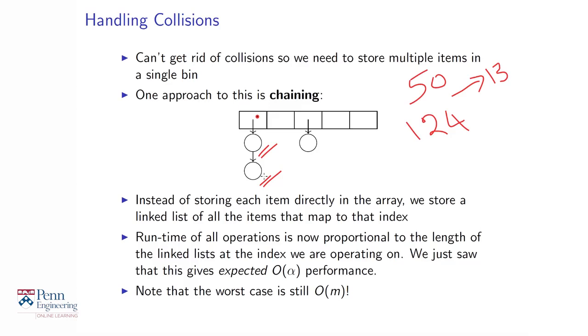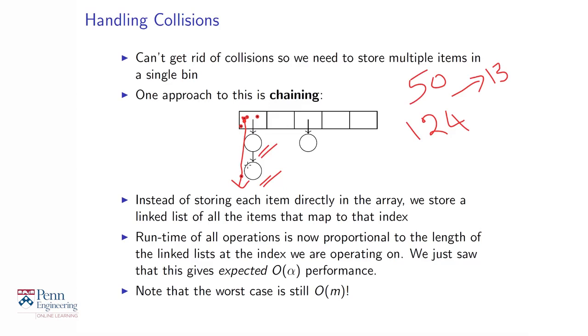Both are possible. If you want to delete or find an element, in the worst case, you may have to enter the hash table in this location, say it hashes to this location, and then traverse the entire linked list before you find the element. So in the worst case, the time to find and delete could be proportional to the length of the longest linked list in this array. So the runtime of all operations is proportional to the length of the linked list at the index we're operating on.